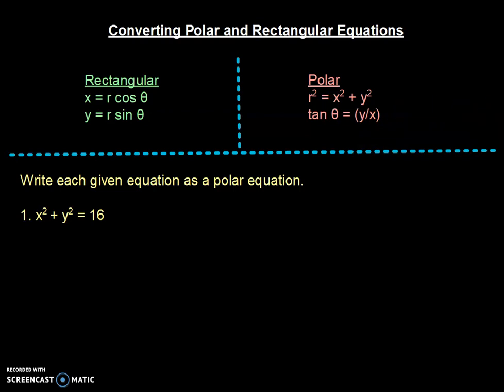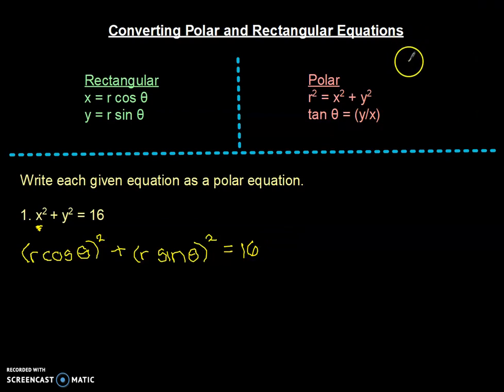So I'm given a rectangular equation. I know it's rectangular because it's given in terms of x and y. I want to convert it to a polar equation. So that means I'm going to start off by changing x to r cosine theta, and I'm going to bring down the square, and it says plus y squared. So I'm going to change the y to r sine theta, and also bring down the square equals 16.